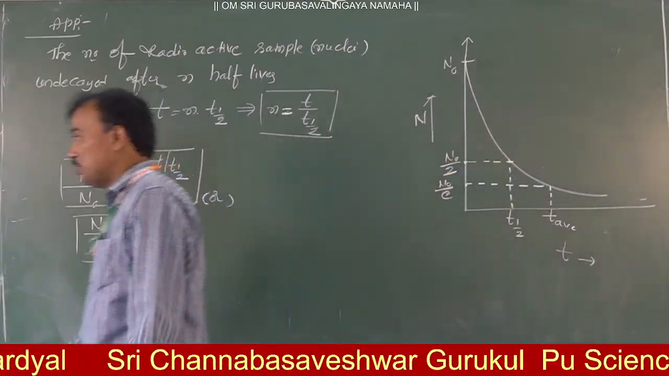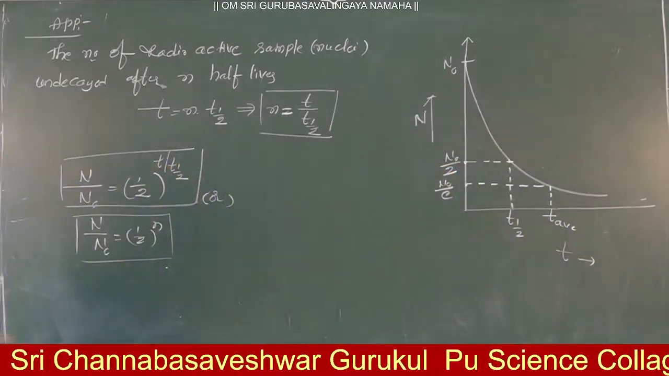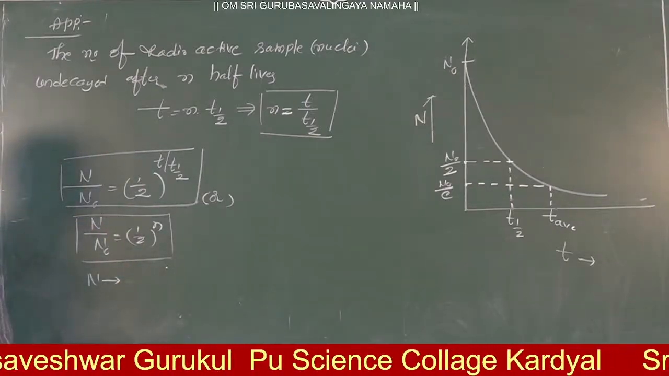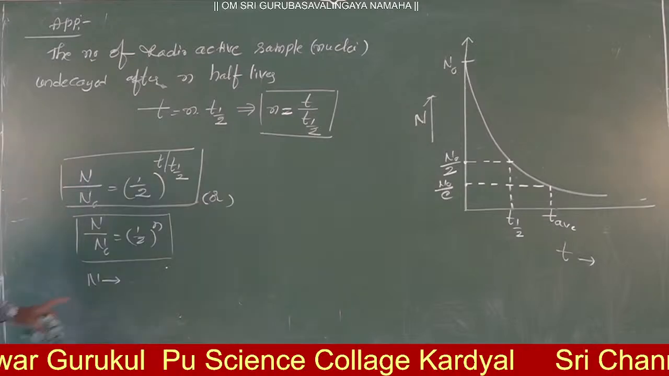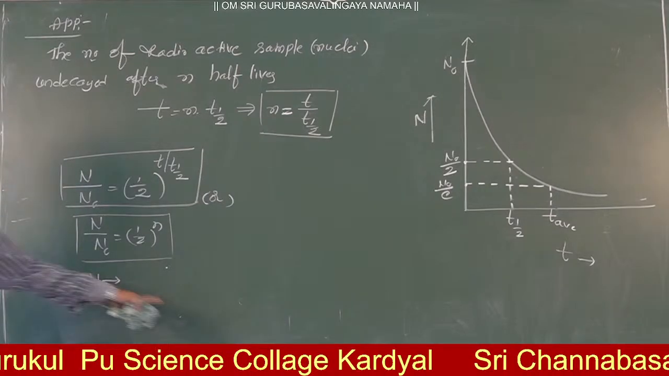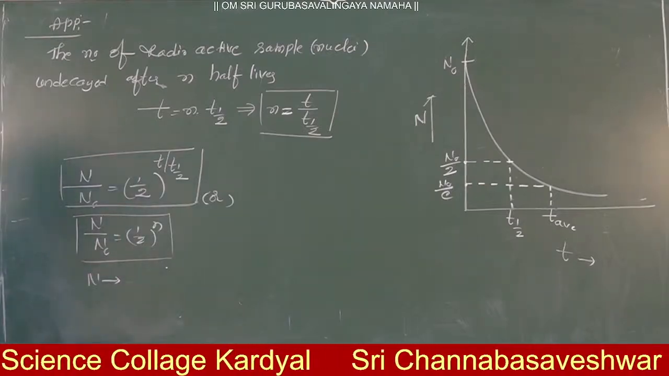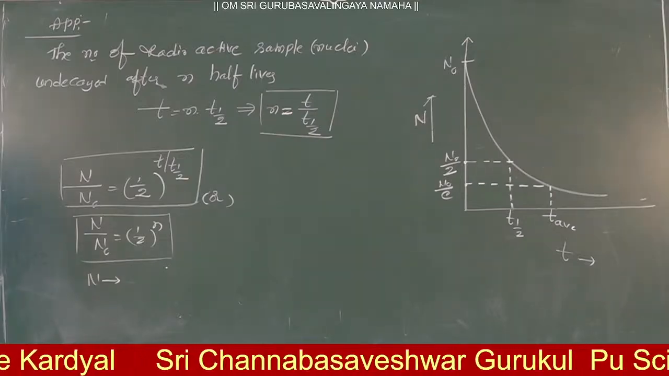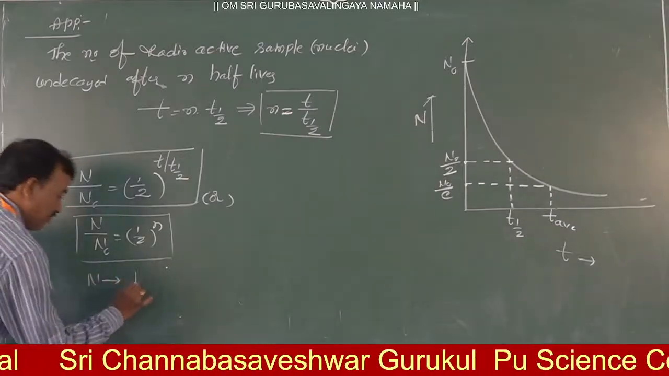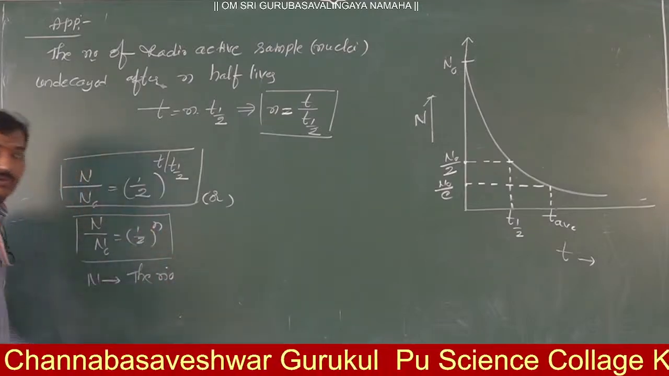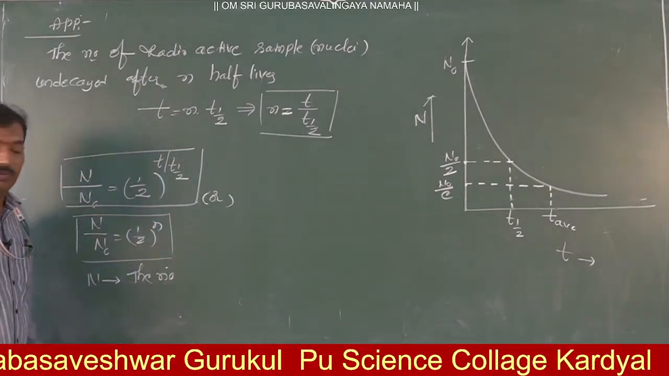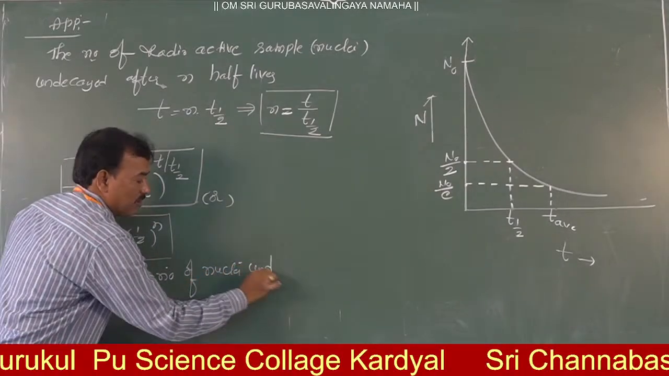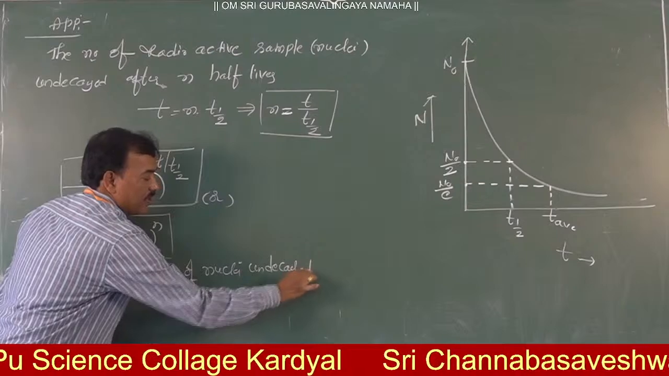If you get confused, please note that down. Here capital N is equal to the number of nuclei undecayed. Capital N is the number of nuclei undecayed.